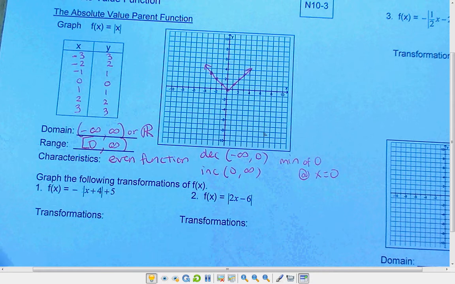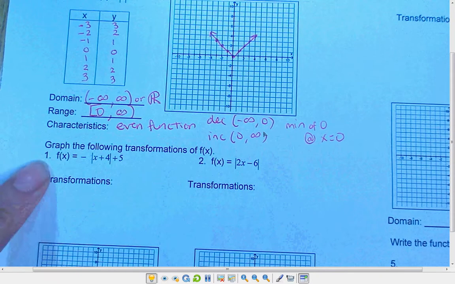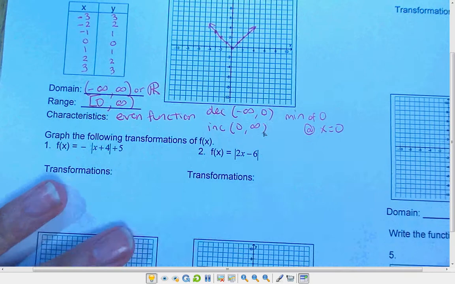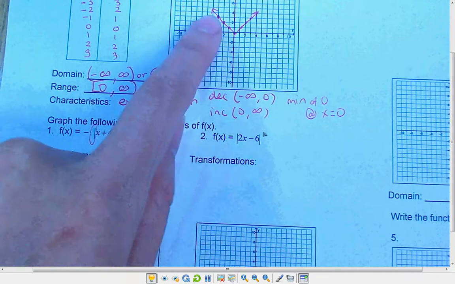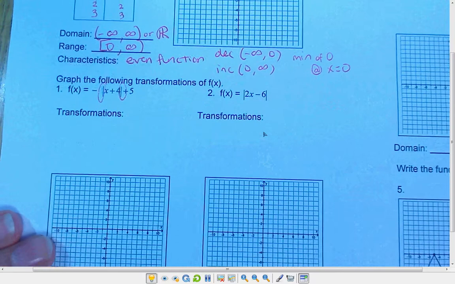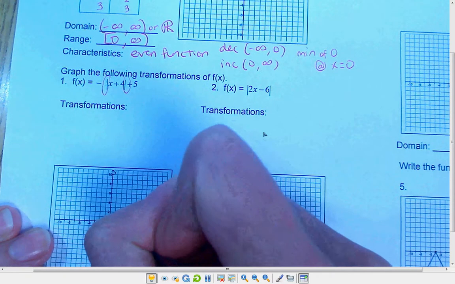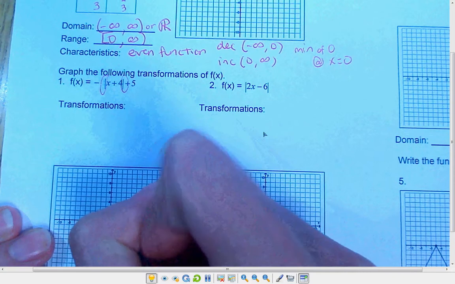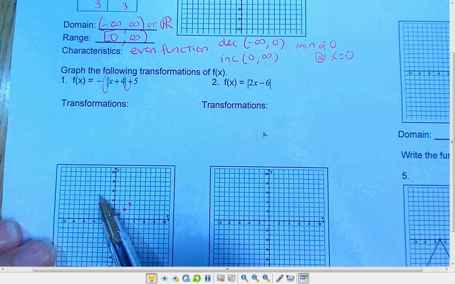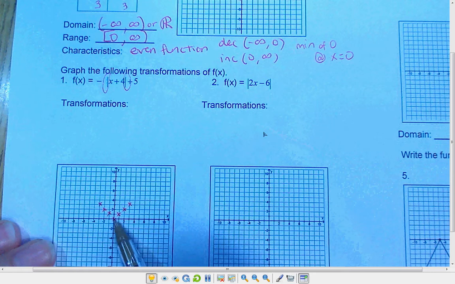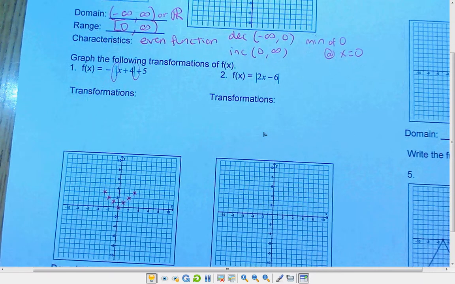Okay, so let's take a look at how we're going to graph this parent function. So again, we're going to start off by writing the transformations. If we look at number 1, this absolute value right here is what tells us that we are starting off with this parent function. So just like before, I'm going to start off by actually drawing little x's where my parent function is. So I have (-3, 3), (-2, 2), (-1, 1), (0, 0), (1, 1), (2, 2), (3, 3). That's my parent function. And let's see what our transformations are.